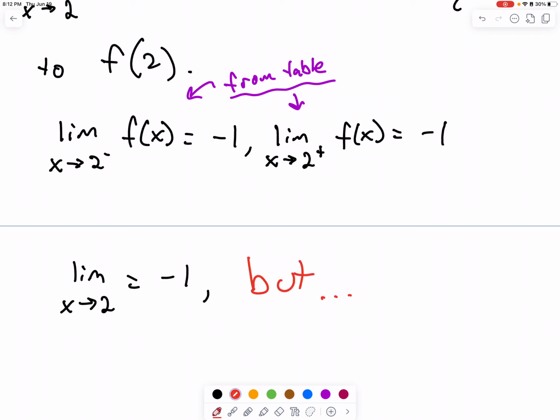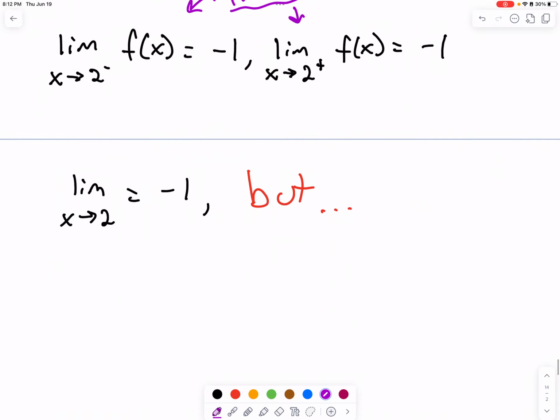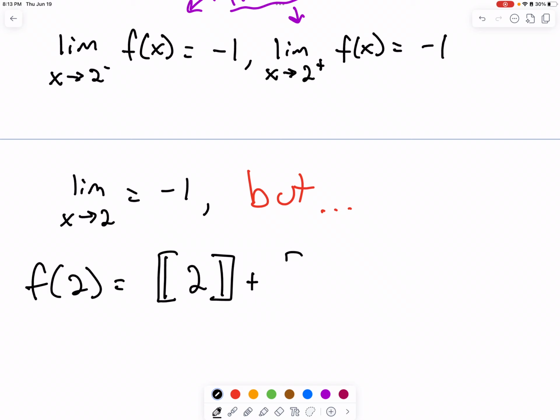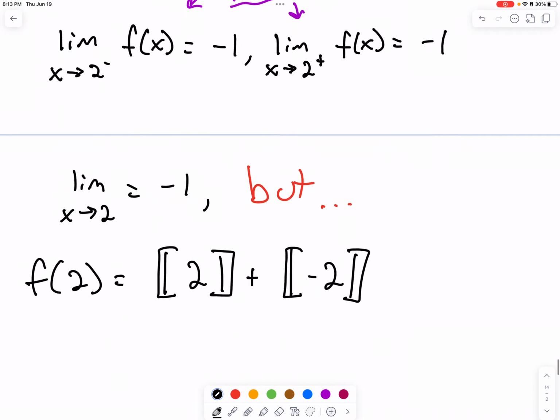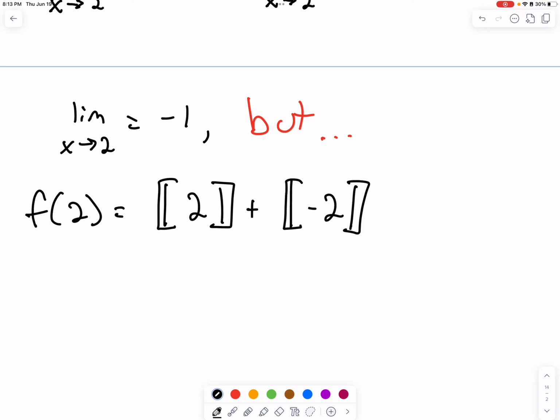Let's evaluate this function. Let's evaluate f of 2, right? So that's going to be what? The greatest integer less than or equal to 2 plus the greatest integer less than or equal to negative 2. I think that's the function. Yeah, right? Okay. So again, we said whenever it's an integer, we take the integer. So then this is going to be 2 plus negative 2, which is 0.